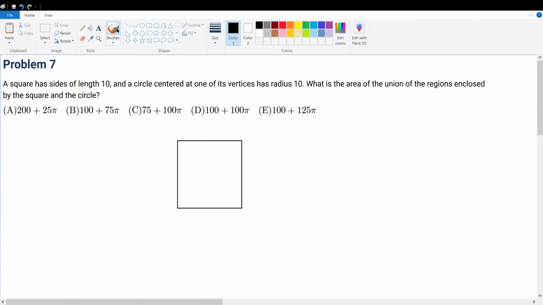Problem 7. We're given a square with side length 10 and a circle that's centered at one of its vertices with a radius of 10. So if this is a square and I have side length of 10, then this side length is the same thing as one of its radii, especially when the circle is centered at one of its vertices right here.